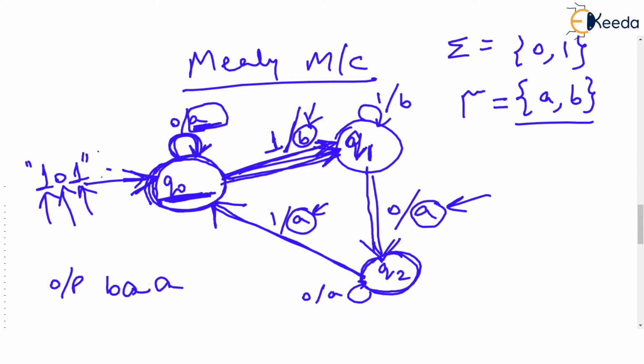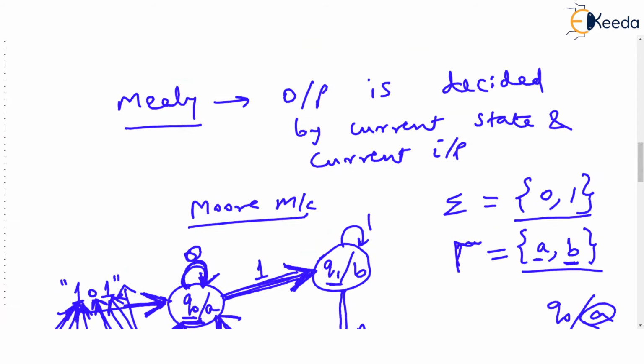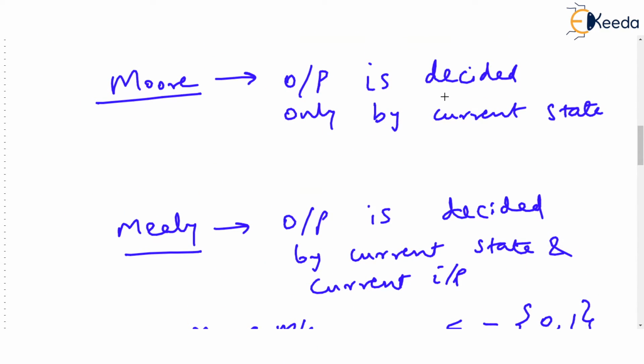And now you observe that the input is over. If the input is over, the machine halts, producing the output BAA. You note the input was 3 letters, 101, and the output is 3 letters. By the way, Moore and Mealy machines are alike, with the basic difference being how they produce output. I have written this difference over here: in a Moore machine, output is decided only by the current state, whereas in a Mealy machine, output is decided by the current state and current input.